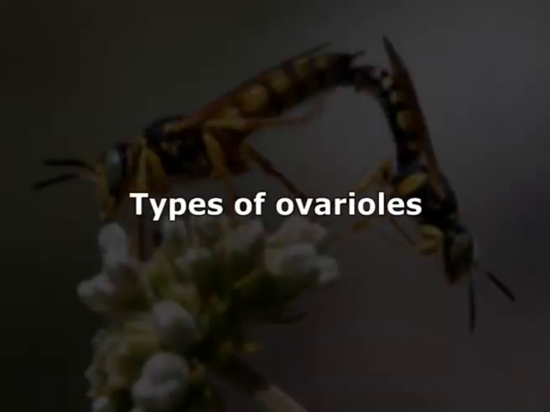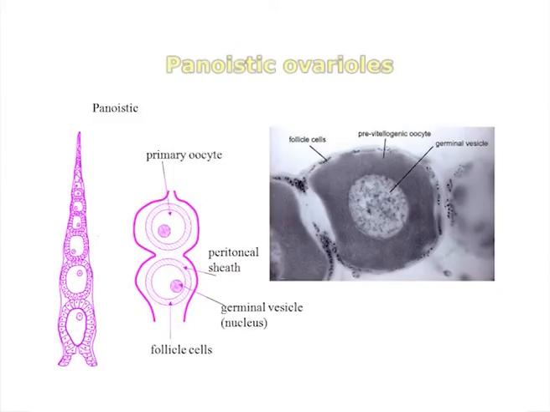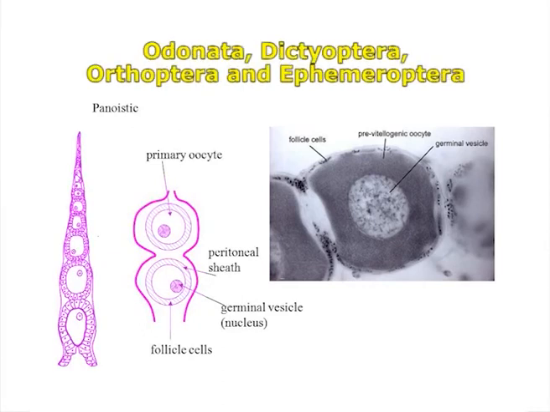Types of ovarioles. Based on the presence or absence of nutritive cells and their location, ovarioles are categorized into 2, namely panoistic ovarioles, in which the nutritive cells are absent and the development of oocytes takes place with the help of follicular epithelial cells. Example, Odonata, Dictyoptera, Orthoptera, Ephemeroptera.